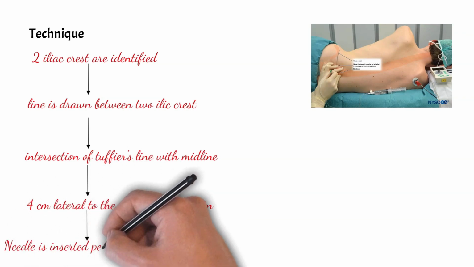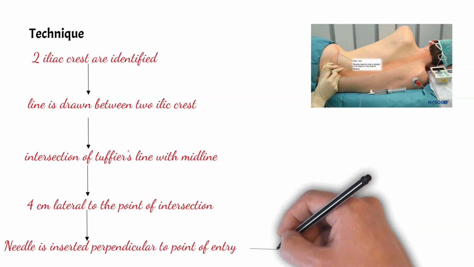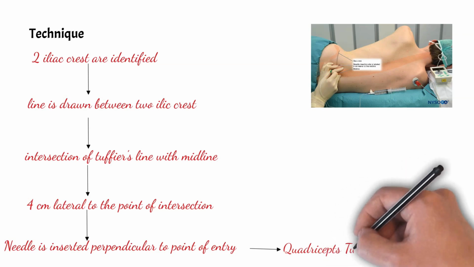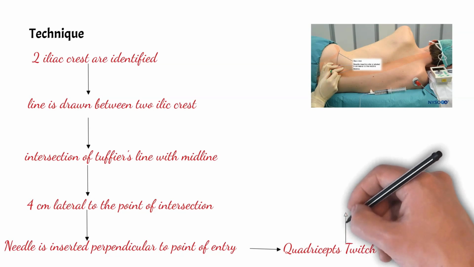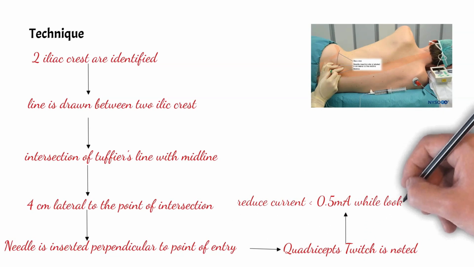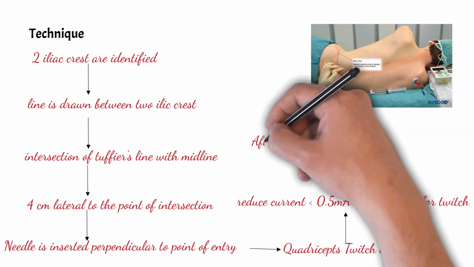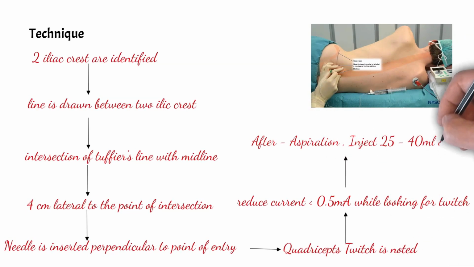The needle is inserted perpendicular to the point of entry. And when the needle is inserted, quadriceps twitch is noted. There will be twitching of the quadriceps muscles, and it will be at 2 milliamperes. So we will reduce the current to less than 0.5 milliampere while looking for the twitch. And after negative aspiration, I will inject 25 to 40 ml of the local anesthetic. So this is how we do the lumbar plexus block.